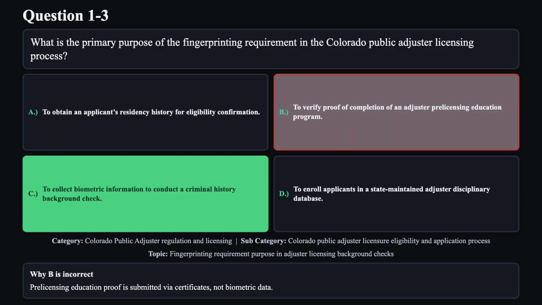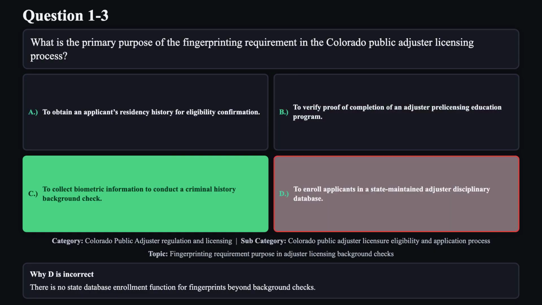Reason B is not correct. Pre-licensing education proof is submitted via certificates, not biometric data. Reason D is not correct. There is no state database enrollment function for fingerprints beyond background checks.